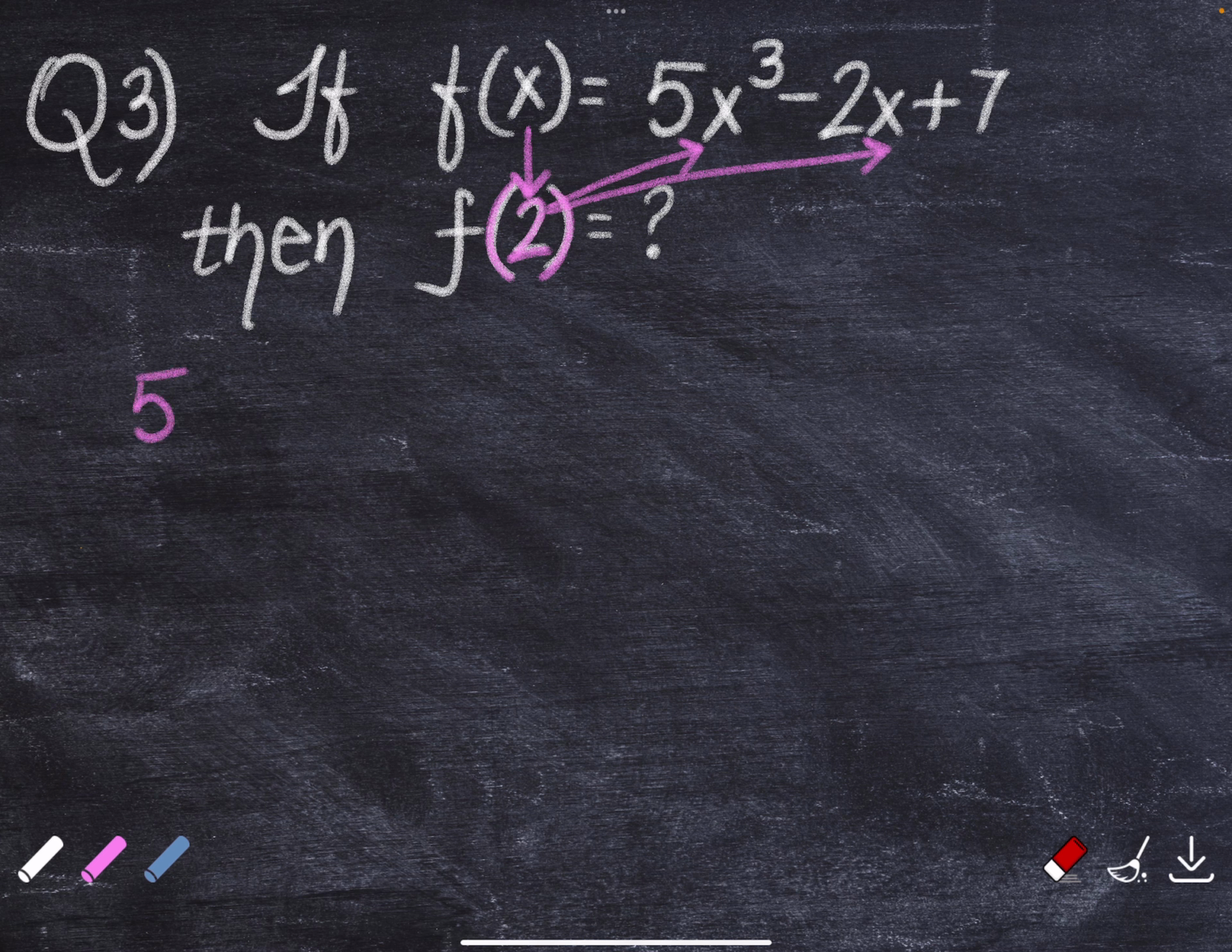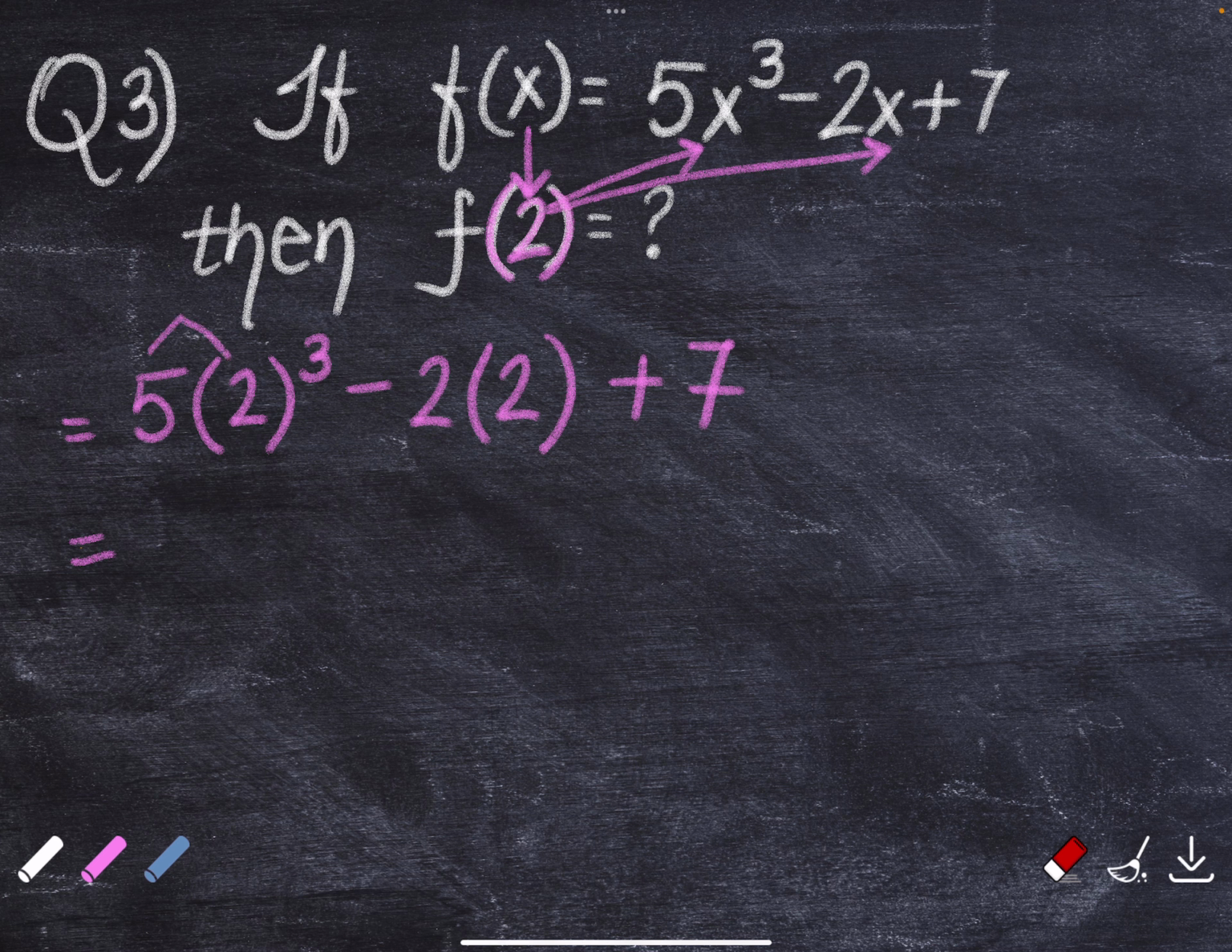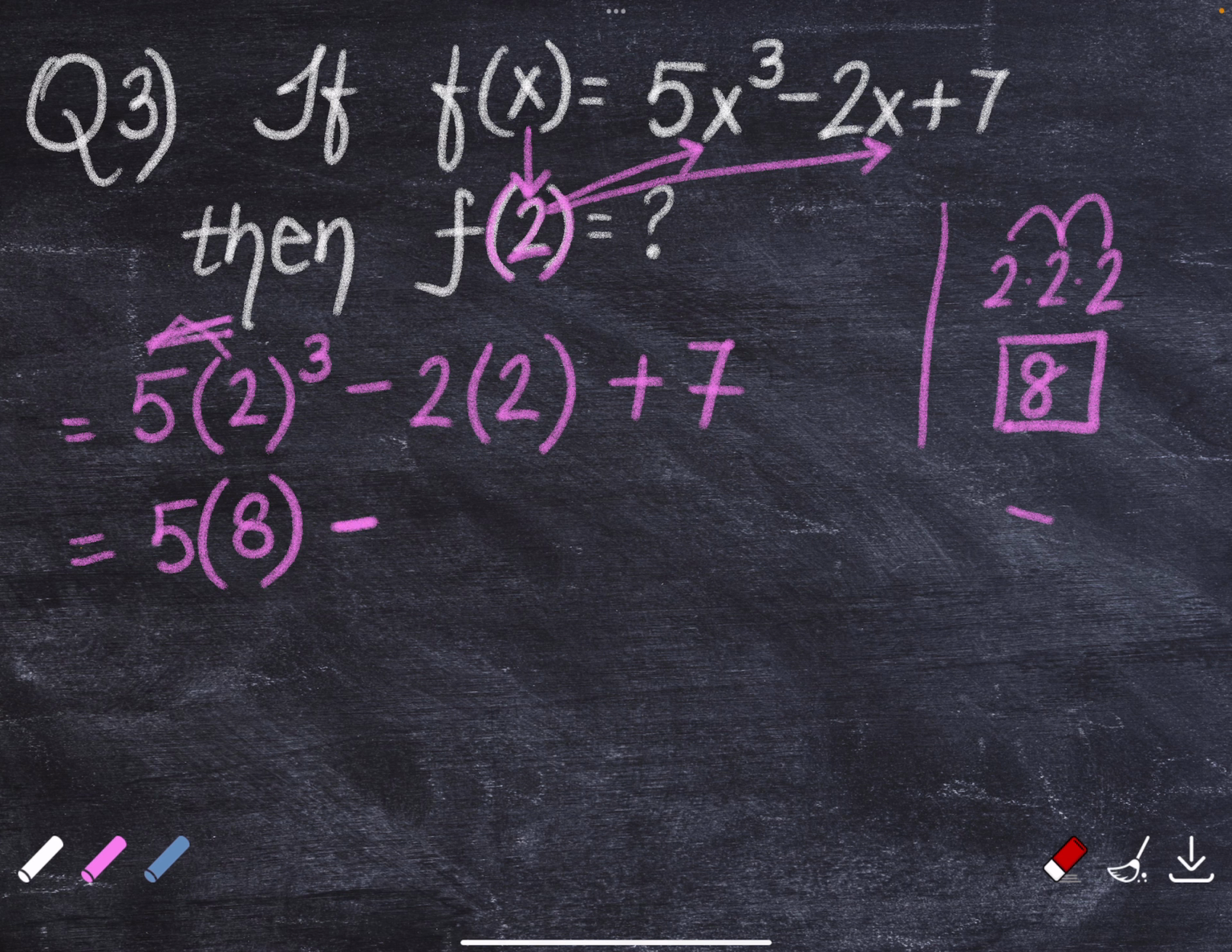So let us see how our work will now look. F of x becomes 5 times 2 to the power of 3, minus 2 times, in place of x I put 2, plus 7. Now remember PEMDAS, I cannot multiply 5 times 2 first. I need to first solve the exponent, which is 2 cubed. 2 cubed is 2 times 2 times 2, which is 2 times 2 is 4, 4 times 2 is 8. So I multiply this by 8, minus, now I multiply these two 2's here, 2 times 2 is 4, plus 7.